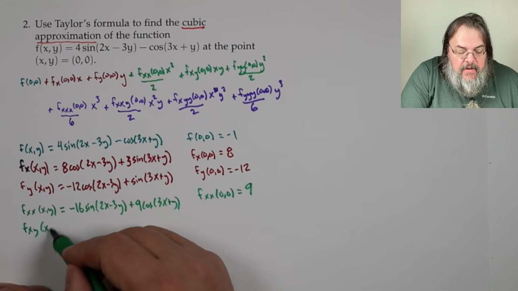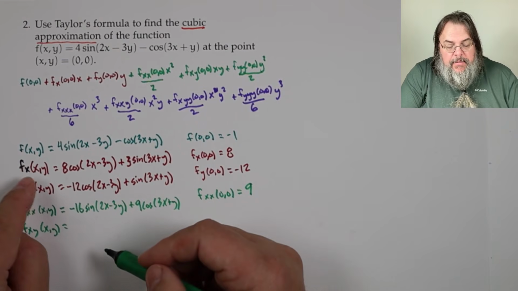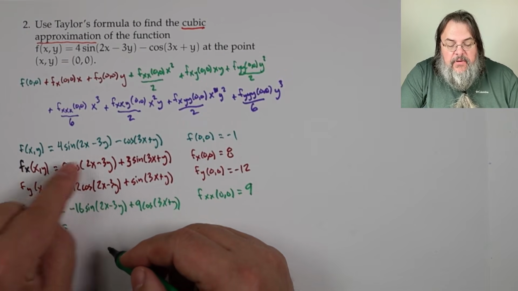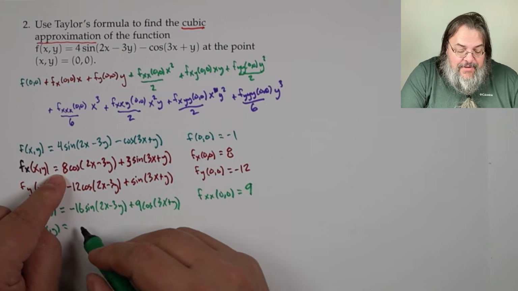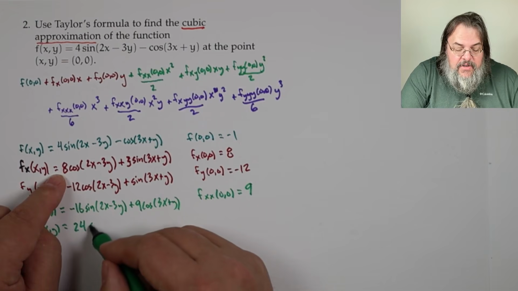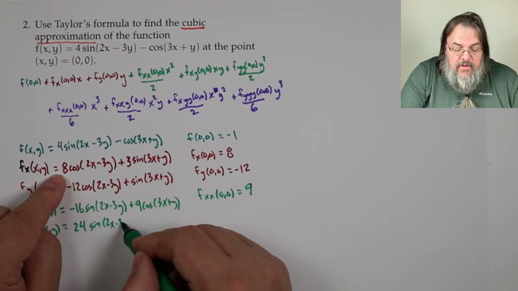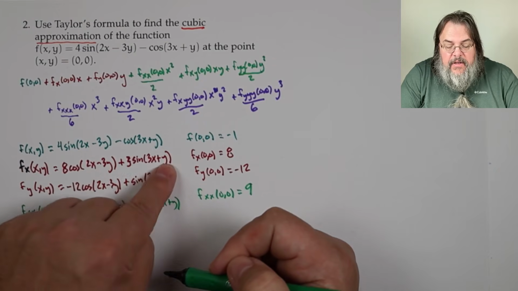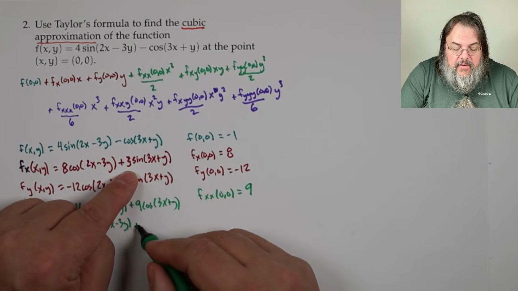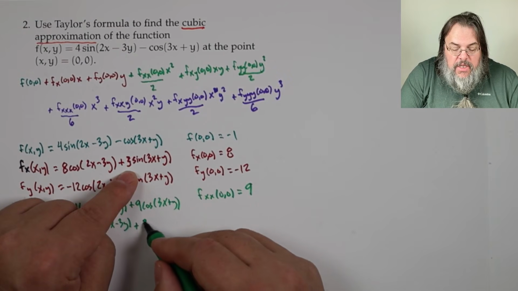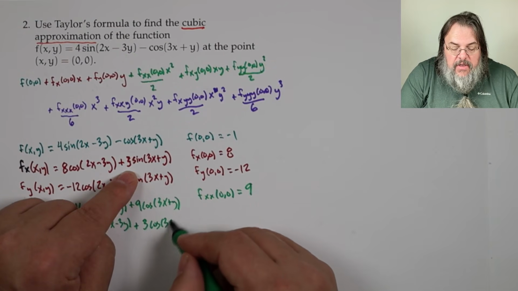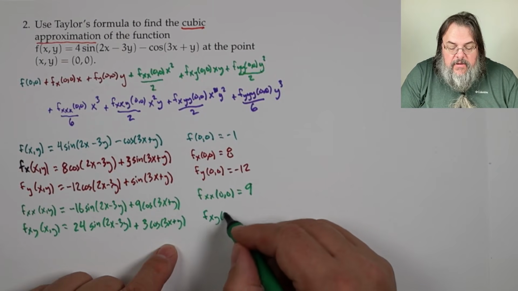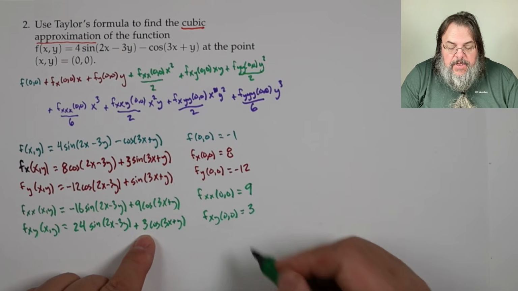f_xy. So I can come up to f sub x and take the derivative with respect to y. Derivative of cosine is negative sine, but a negative 3 comes out. 2 negatives make a positive. So we get a 24 sine(2x minus 3y). Taking the derivative of this with respect to y, derivative of sine is cosine. 1 comes out, and we get a plus 3 cosine(3x plus y). And what will that give us? f_xy at (0,0) is equal to 3.